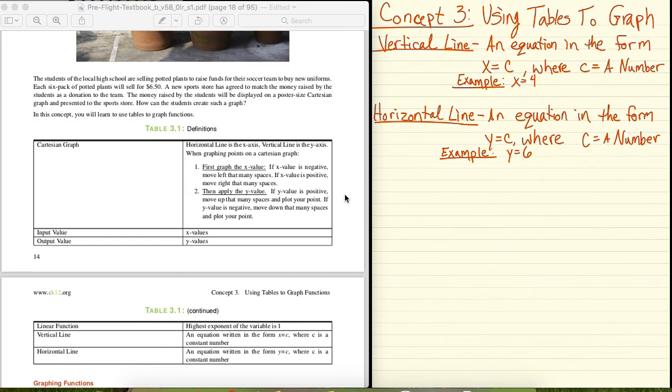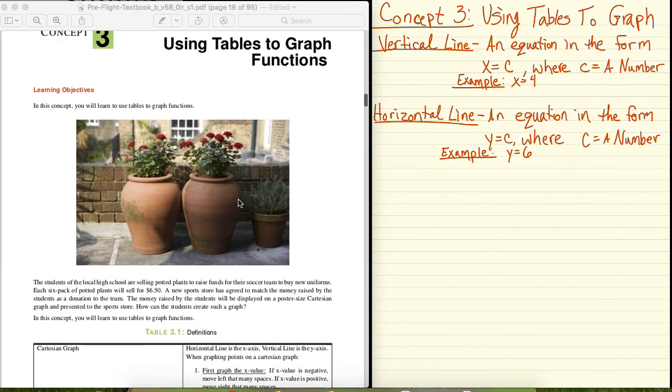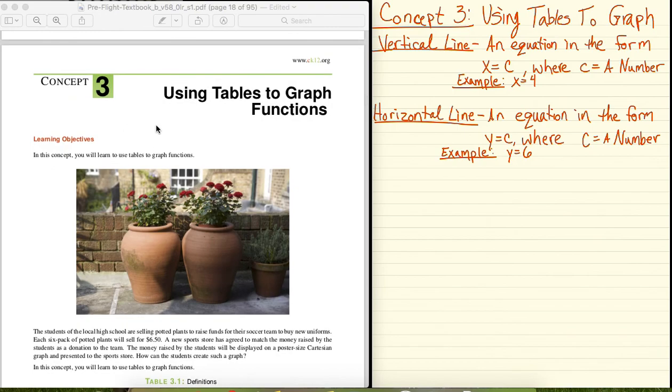Hello again. Today we are taking a look at Concept 3. So Concept 3 is using tables to graph functions. Just as a heads up, we're going to be doing a lot of graphing today.